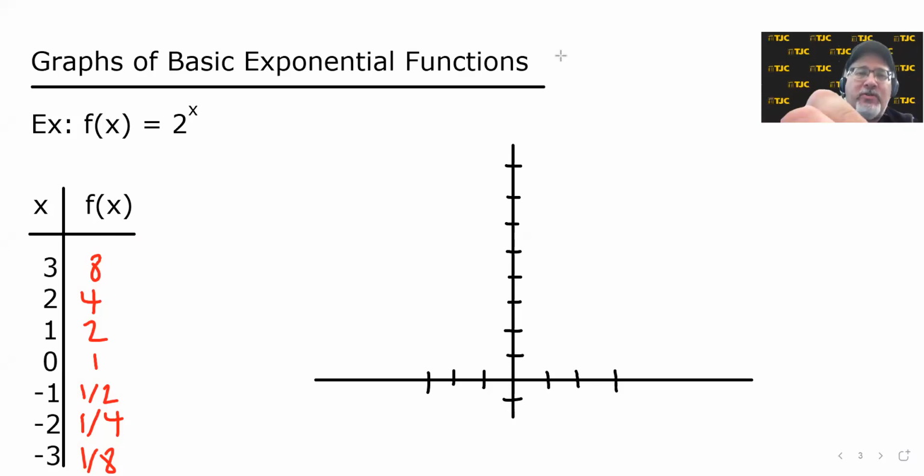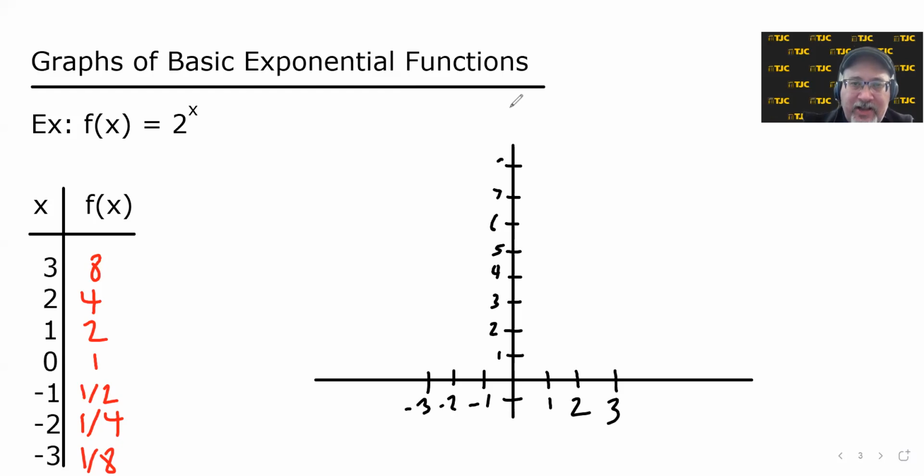Let's plot these points. I'm going to put some hearts on the graph where these belong. All right, so starting with 3, 8. Well, I guess for clarity, I could number some of these: 1, 2, 3, -1, -2, -3, and then going up 1, 2, 3, 4, 5, 6, 7, and 8. And now let's put some dots in the form of hearts. Over 3 up 8 is about here. Over 2 up 4 is about here. Over 1 up 2 is about here.